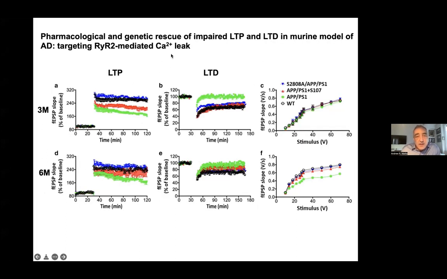We also looked at the electrophysiologic manifestations of Alzheimer's disease with both long-term potentiation and long-term depression. Long-term potentiation can be thought of as memory storage, and long-term depression can be thought of as memory editing, both of which are abnormal in Alzheimer's. And again, these abnormalities were corrected either by pharmacologic treatment of the mice to fix the leak in the channel, or by crossing them with mice that don't have a leaky ryanodine receptor.